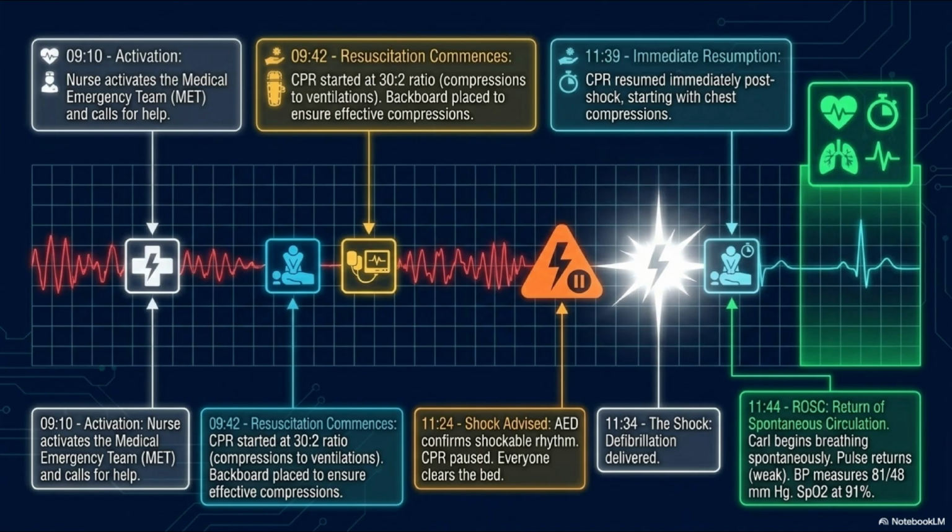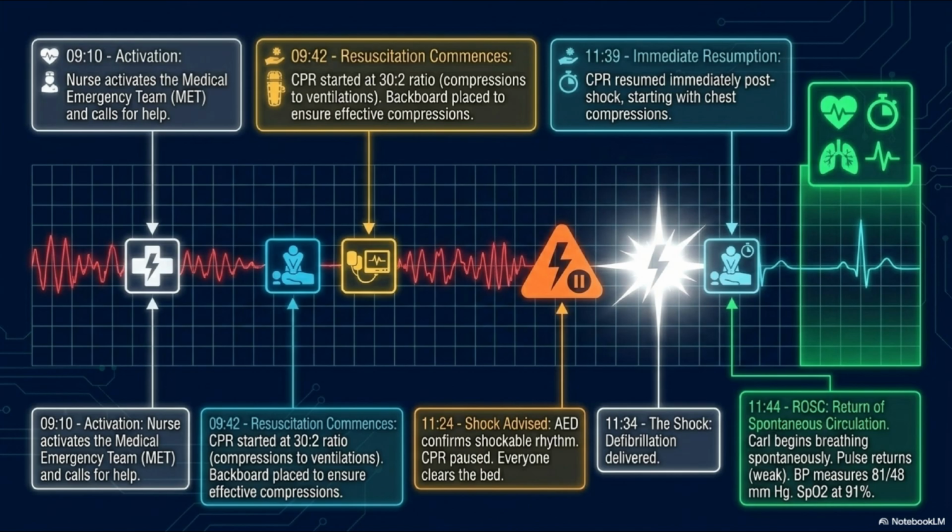So what's the very first move? The immediate priority upon discovering an unresponsive, non-breathing patient is to assess the carotid pulse. You do not waste precious seconds searching for a faint radial pulse in the wrist. Right, you go straight to the central circulation. Exactly. Once you confirm the absence of that pulse, you activate the medical emergency team, pull the emergency alarm, and immediately initiate chest compressions. And the ARC guidelines mandate a strict ratio of 30 compressions to 2 ventilations, delivered at a rate of at least 100 compressions per minute.